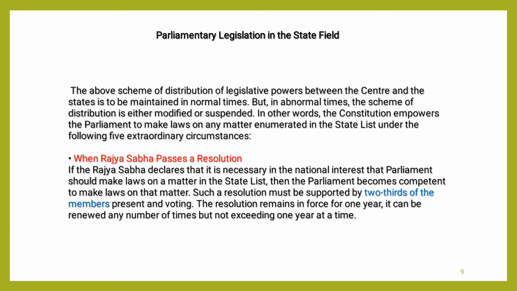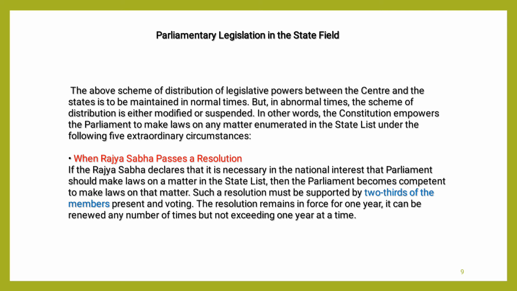Suppose the Rajya Sabha passes a resolution for a state saying that it is for the national interest that the state needs to go through a particular change. So here the Rajya Sabha or the center has the power to make laws in the state if necessary. But this resolution that has been passed by the Rajya Sabha can be passed only for a year. So that is the case.